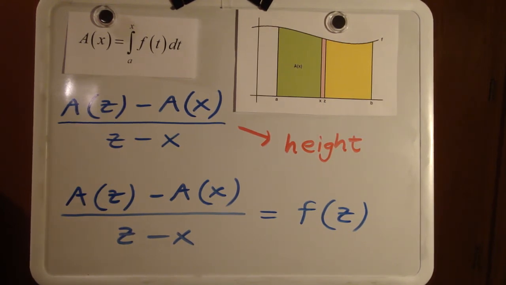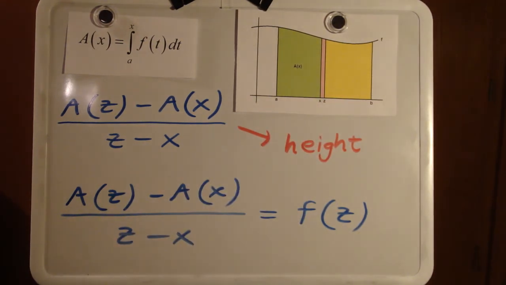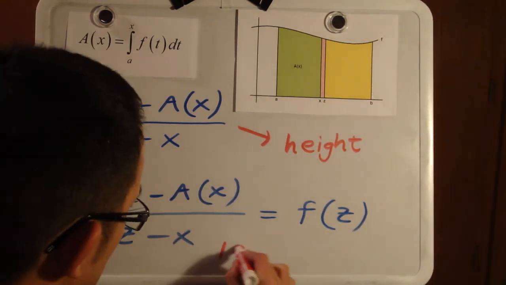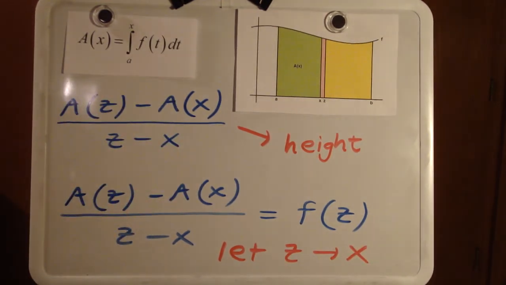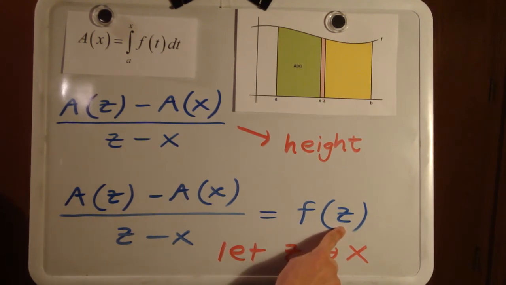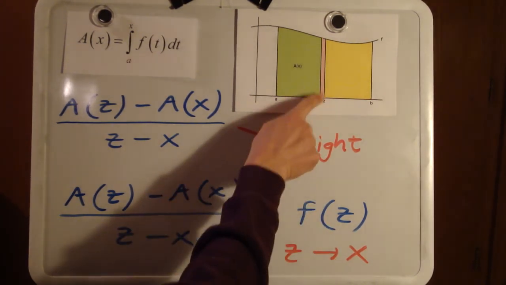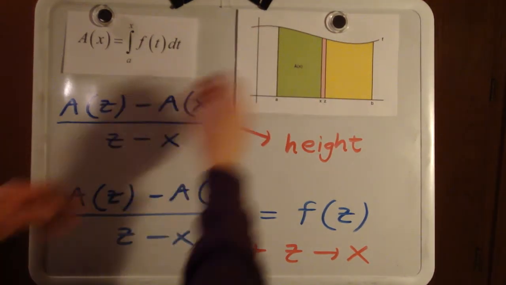Okay, so now what we're going to do with this is take a limit. We're going to let z get very, very close to x. So I'll write this down: let z tend to x. What that will do with the pink strip is make it infinitely thin, very, very small. And notice if z is going to x, then you can plug x in place of z on the right-hand side, and it's just going to give you the function value evaluated at x.